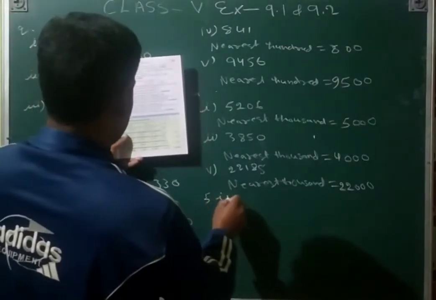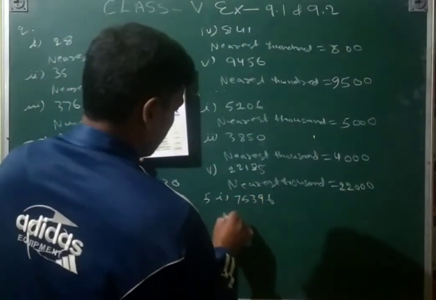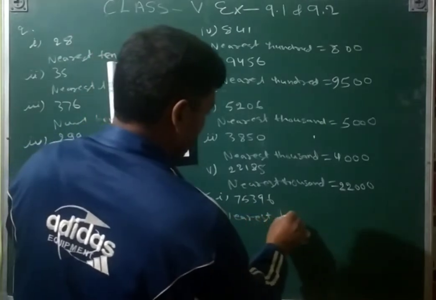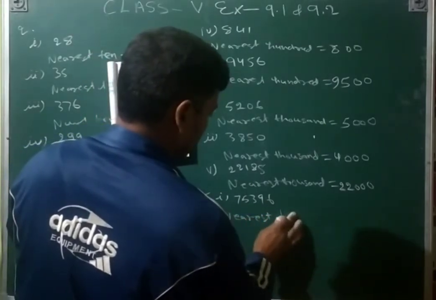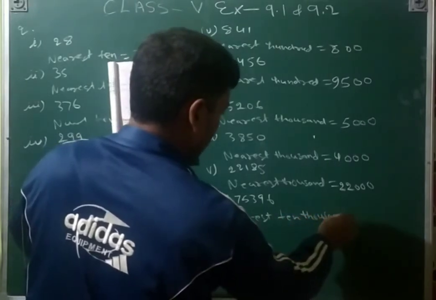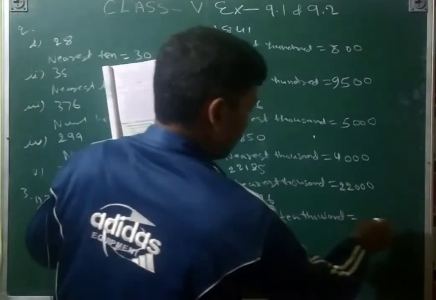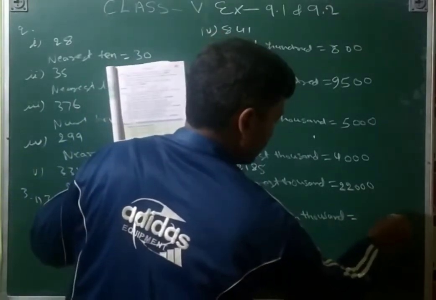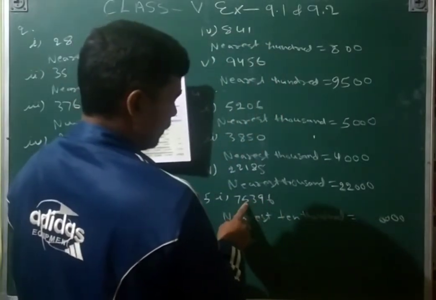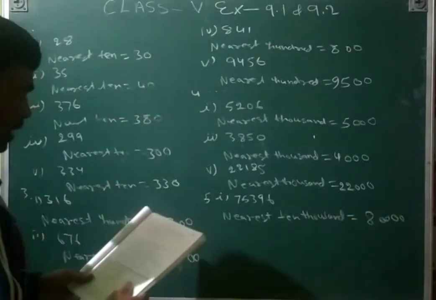And then round each of the following to the nearest 10,000. First part, 75396, nearest 10,000. Now we write 4 zeros, and then the 4th digit, we will see this is the 5, so this will be increased, that will be 80,000.